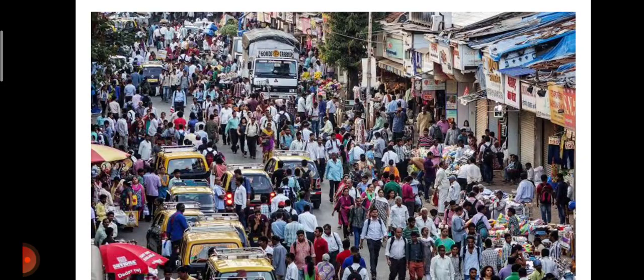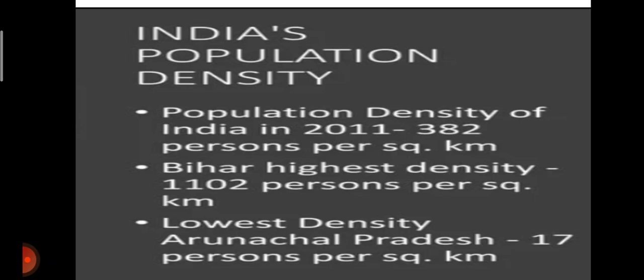You can see the pictures. This is the population of India. Now, India's population density in 2011 is 382 persons per square kilometer. Although it was high in Bihar, 1102 persons per square kilometer, and lowest in Arunachal Pradesh, 17 persons per square kilometer.